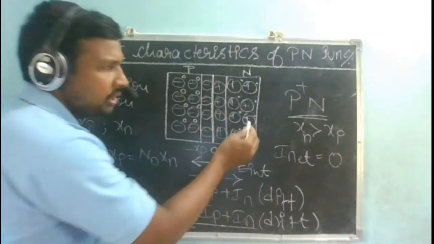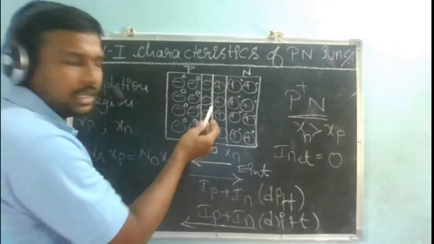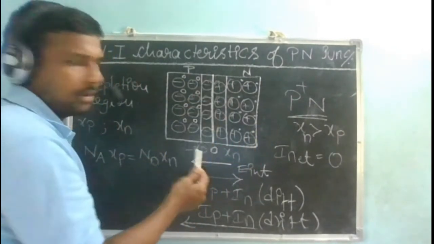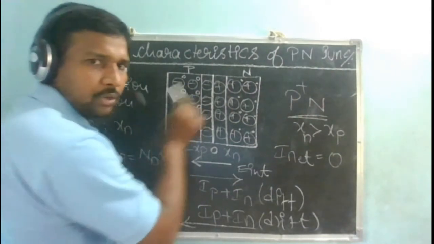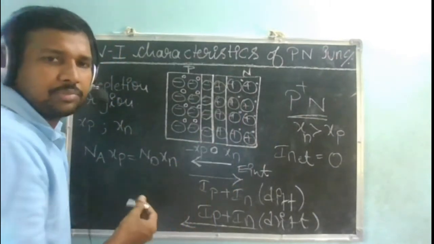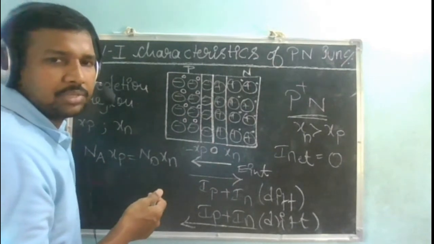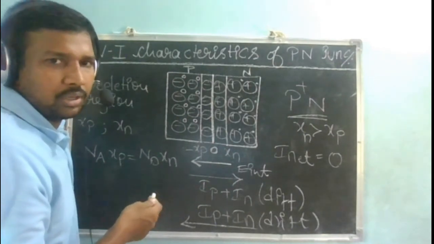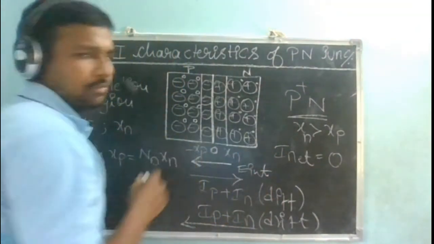Though the majority charge carrier electrons try to cross the junction, they are being stopped by this barrier. Though the holes present in the p side try to cross the junction, they are being stopped by this barrier. So that is why sometimes it is called a barrier also. It acts like a barrier for holes as well as for electrons.